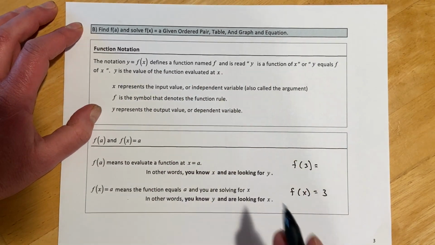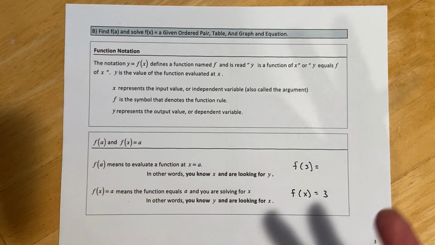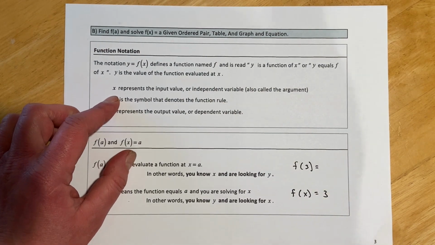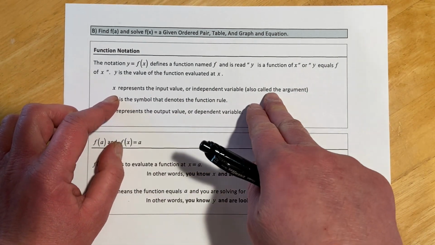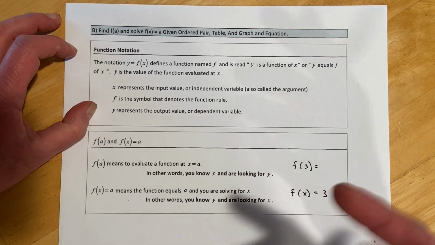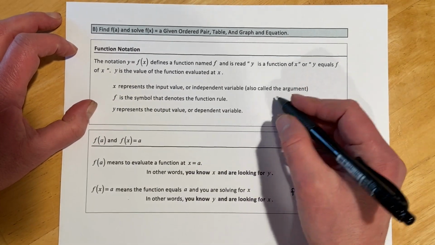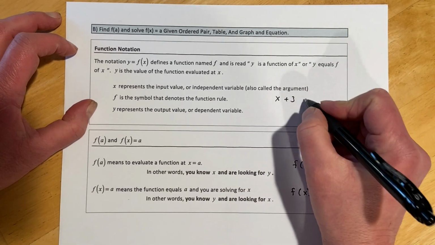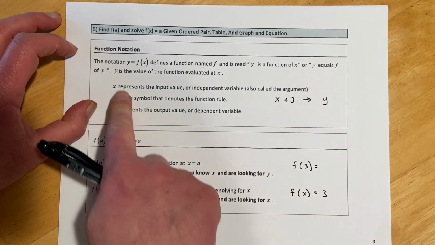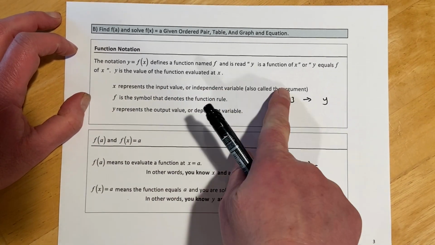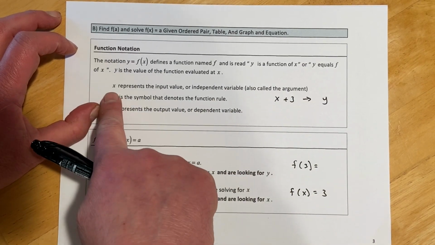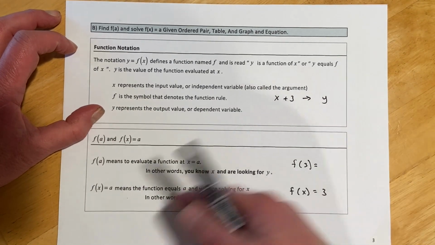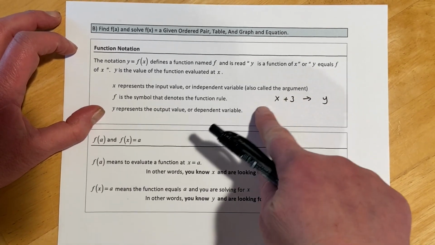X is going to be our input value, so we put in x's. If this says 3, like here, that would mean we'd be plugging in 3 for x. And then f is the symbol that denotes the function rule. Like in the last video, let's say we had some input x and our rule said add a 3 to it, and that gets us to our output y. Our input, x, is our independent variable or the argument. Our rule f in words would be add a 3 to the input, and y is the output or the dependent variable. It's what happens after you apply the rule to the input.